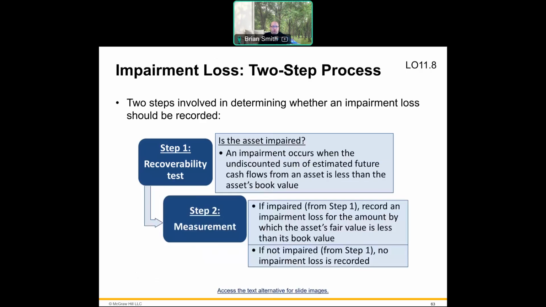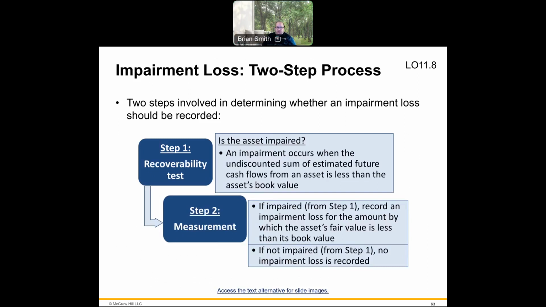What do we have to do in order to recover it? First of all, the recoverability test. An impairment occurs when the undiscounted sum of estimated future cash flows from the asset is less than the asset's book value. In other words, we can still make money with it. We've got to test and see how much we can get based on future cash flows. And then we measure it.